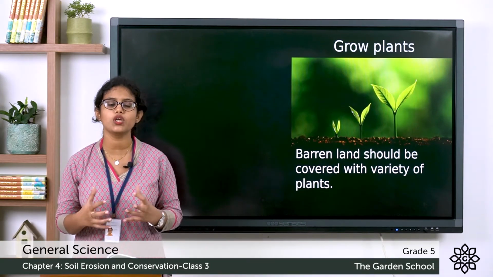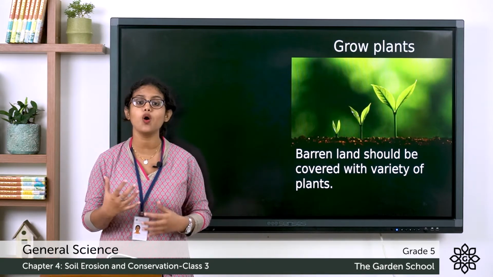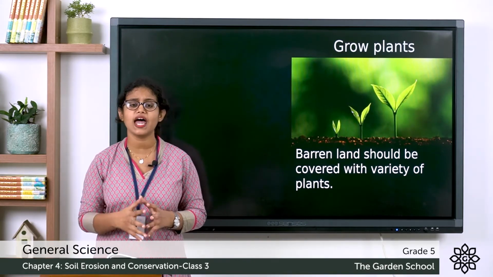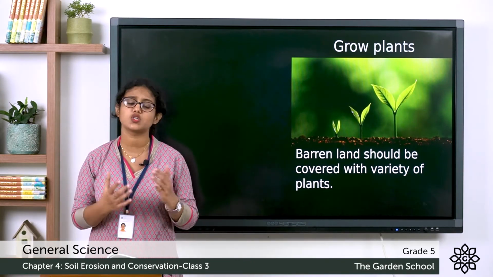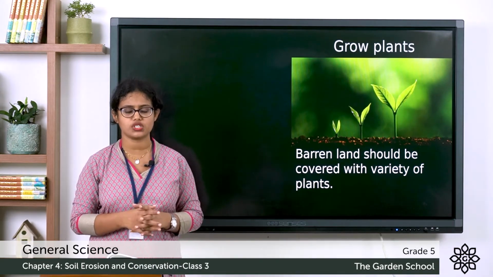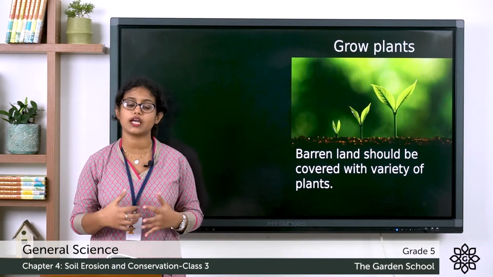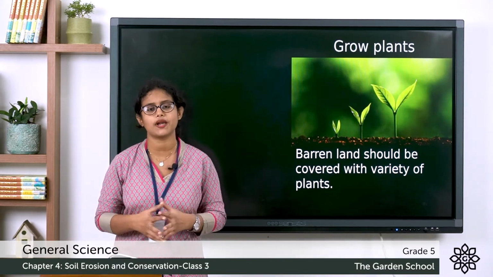To prevent soil erosion, the first thing that we have to do is grow plants. The barren land should be covered with plants. So you all know what is a barren land. A land where there are no trees. The barren land should be covered with trees. It should be covered with a variety of plants.